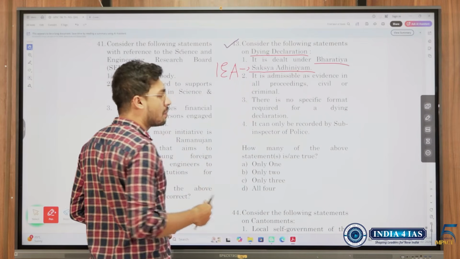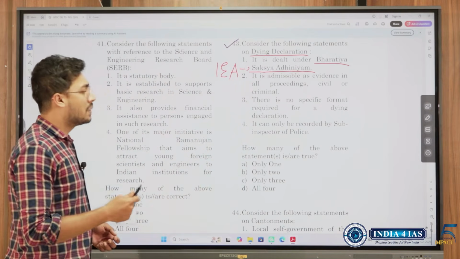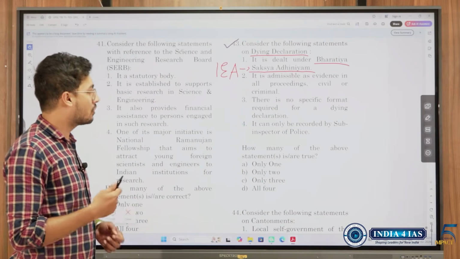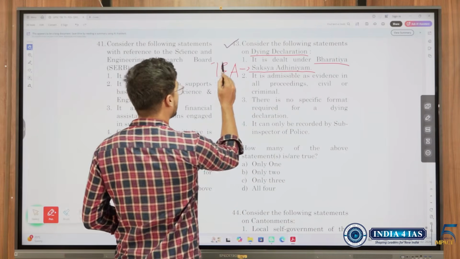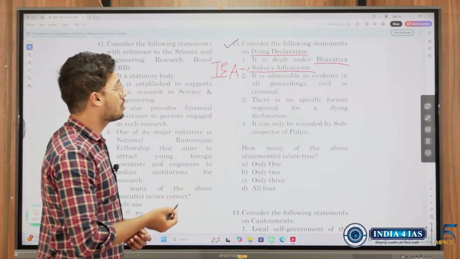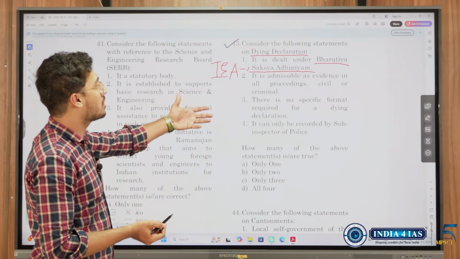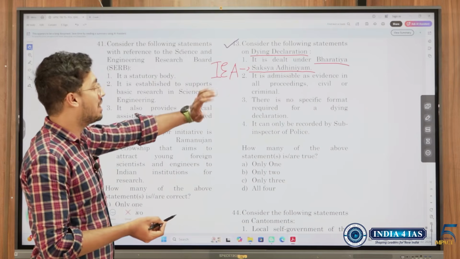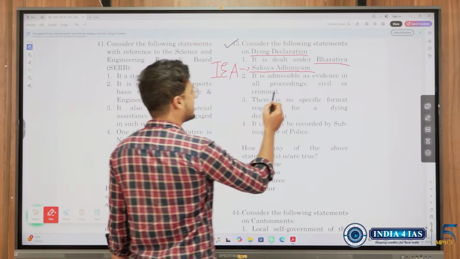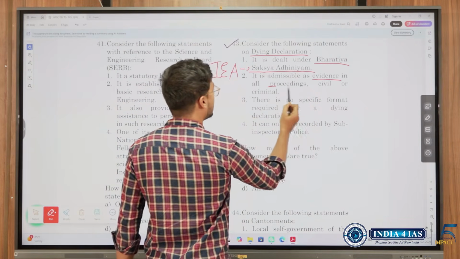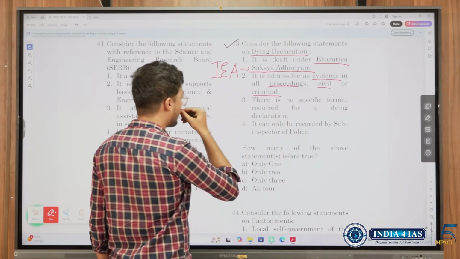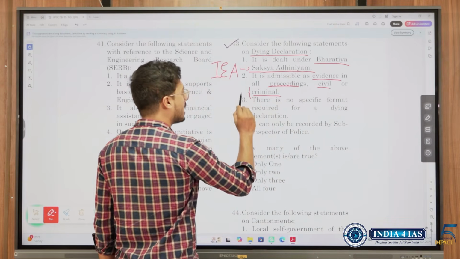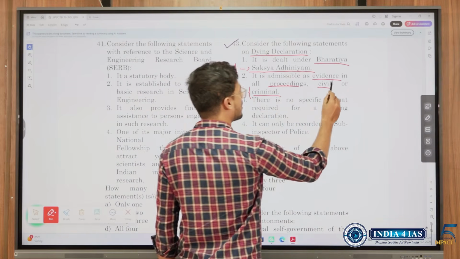We should know at least these, Bharatiya Nyaya Sanhita, BNSS, so we should know what all these are. So Indian Evidence Act, so it is dealt under Bharatiya Sakshya Adhiniyam, means dying declaration is taken as evidence is what it is telling. Okay, it is admissible as evidence in proceedings of civil and criminal. So criminal we would have taken it as correct, civil we might get confused.